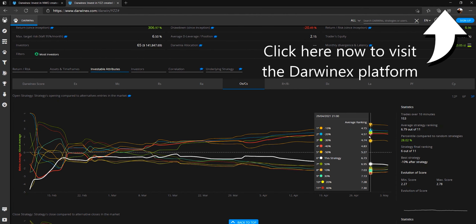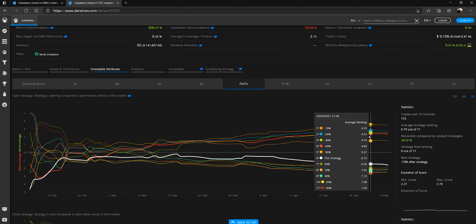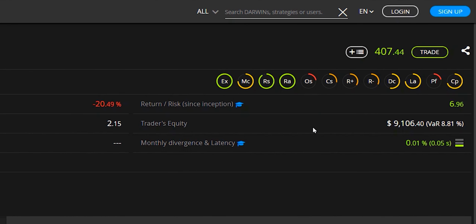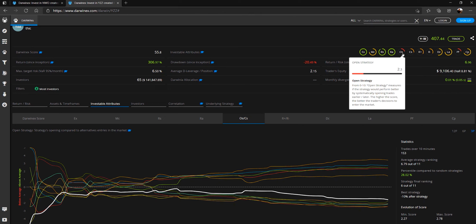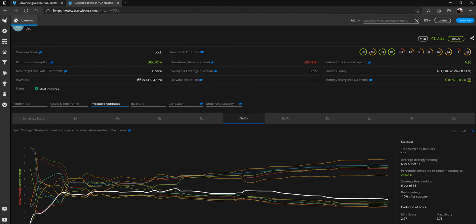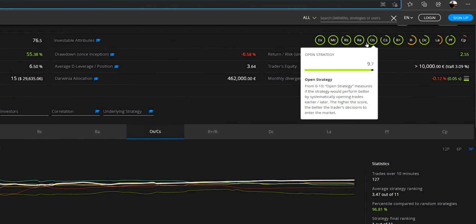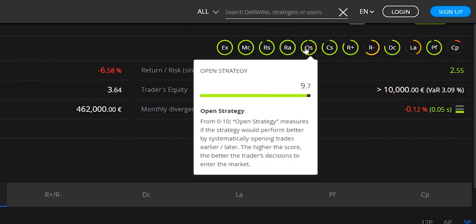Now, hopefully you can see the benefit of this type of intelligence to the trader. It enables them to get a really clear idea of the potential of adjusting their own open signals. So by hovering over the open signal icon here, you can see that this particular strategy scores 2.3. And like the other investable attributes, that's out of a total possible score of 10. Whereas if we go to our original strategy, here we can see that this scores 9.7.